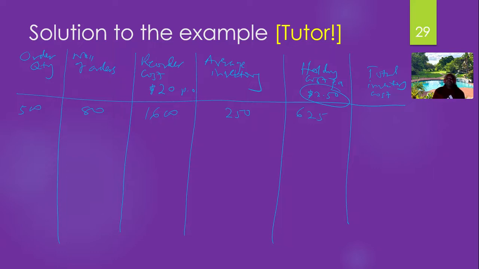So the total cost will become the reorder costs, ladies and gentlemen, plus the holding cost. That's the total inventory cost. So that's 1,600 plus 625. We get our 2,225.